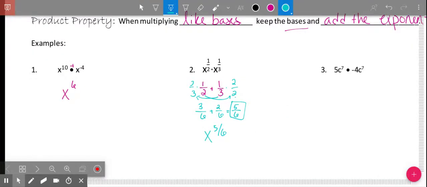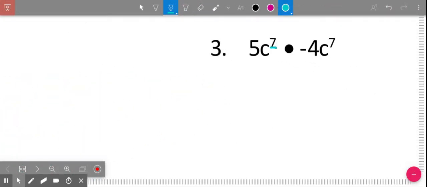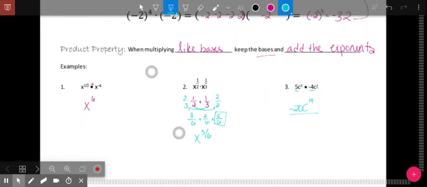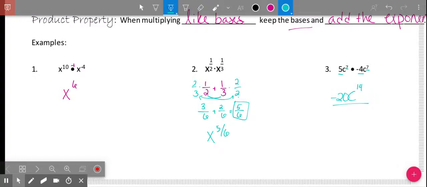On number 3, we have 5c to the 7th times negative 4c to the 7th. Now, we need to add our exponents. Okay, so I have 7 plus 7 will give me c to the 14th. But what do we do with our coefficients? Well, our coefficients are just normal numbers. Since they are just straight up normal numbers, we can just treat them like normal. So we're multiplying, so we're just going to go ahead and multiply them together. 5 times a negative 4 gives me negative 20. So I have negative 20 c to the 14th. All right. So that's what you should have gotten for those first 3.